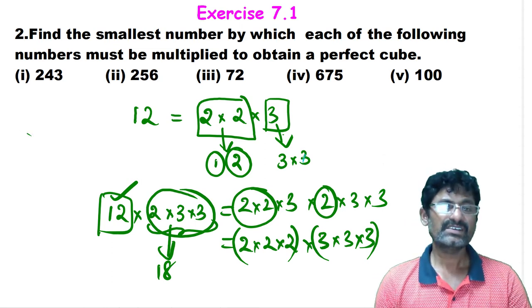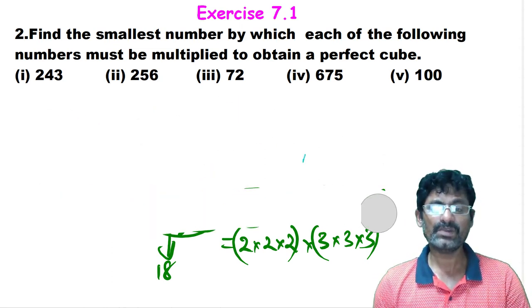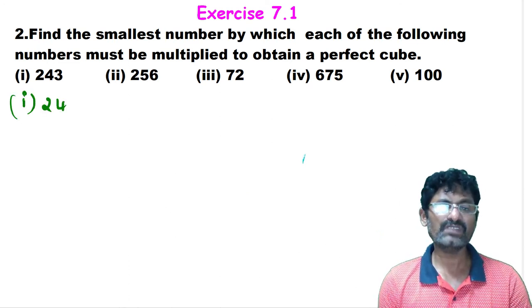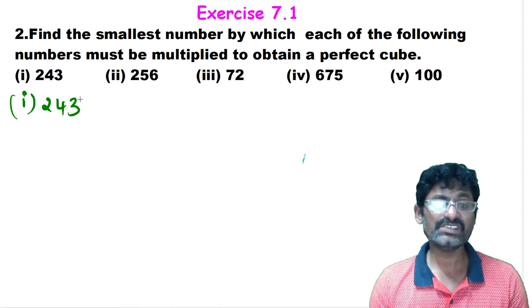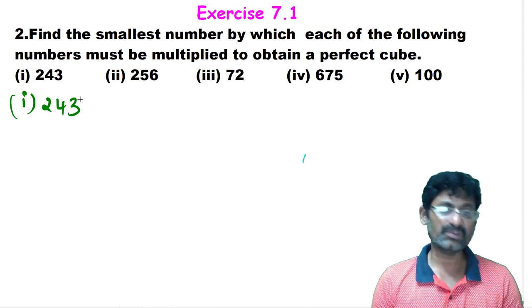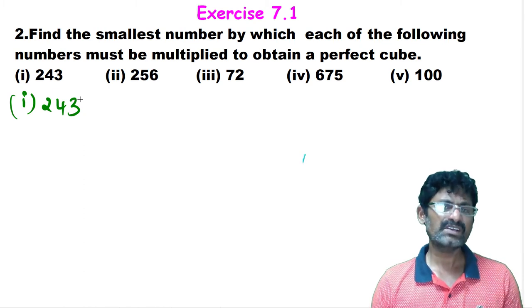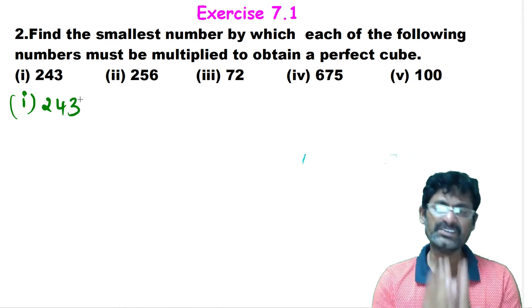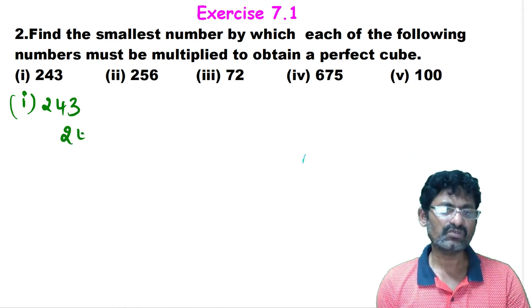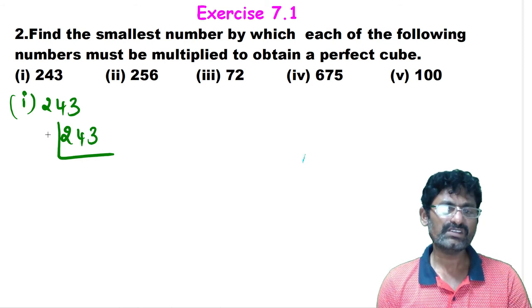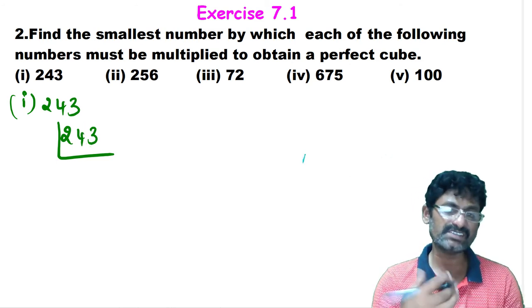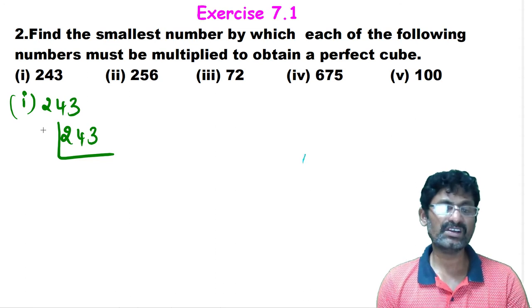Hope you understand this. Now let's come to the problems. Suppose if I take the first one, that is 243. To check with which it is to be multiplied to obtain a perfect cube, first what we need to do is, let us resolve this into prime factors. So we need to do prime factorization. So let us take 243. Now start with 2. As we have 3 in the units place, it can't be divided by 2. That means it is not exactly divisible by 2. So let us start with 3.